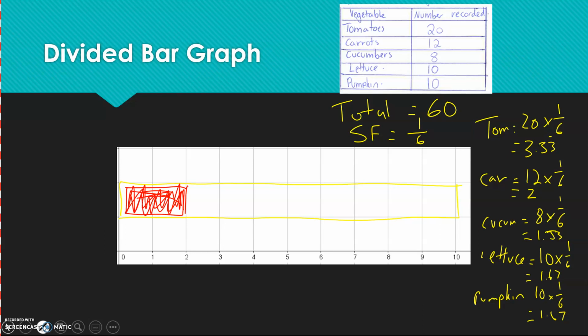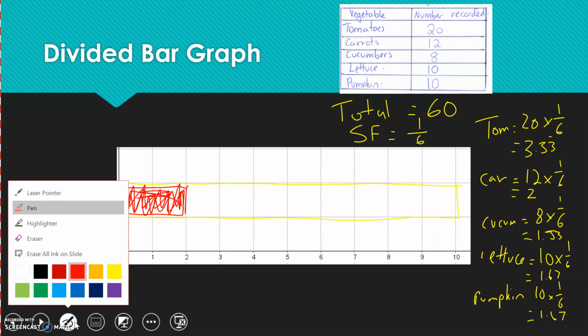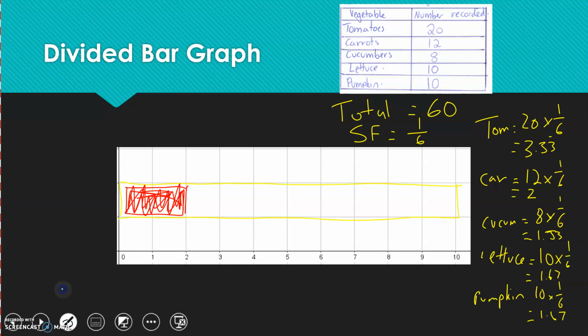So the first bit I put on there in the red, that is for our carrots, which takes up 2 increments on our 10 increment rectangle. So in the red there is our carrots. We then have tomatoes, which takes up 3.3 recurring. So we've got 1, 2, 3, and then a third. So that section there is our tomatoes.